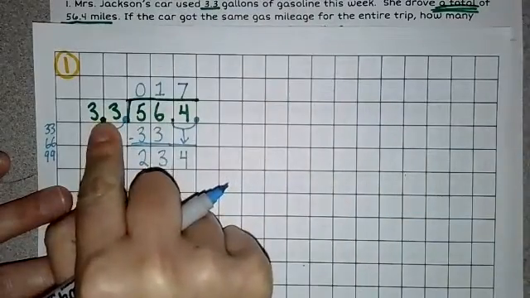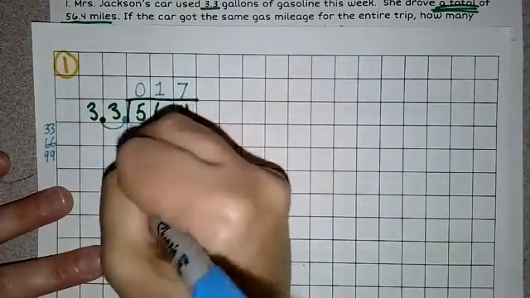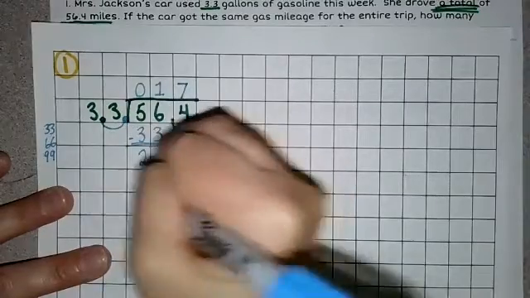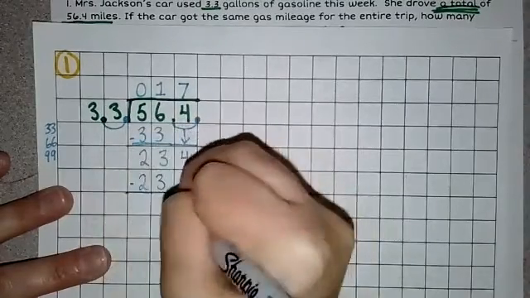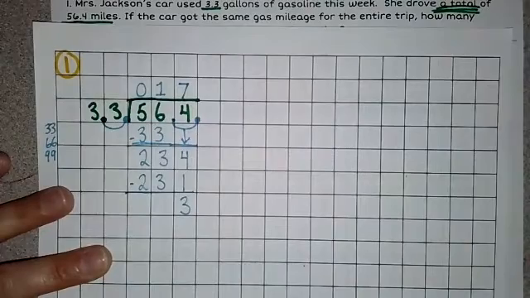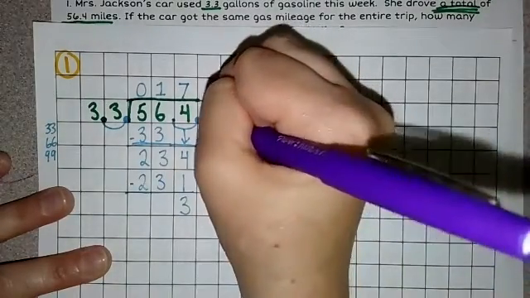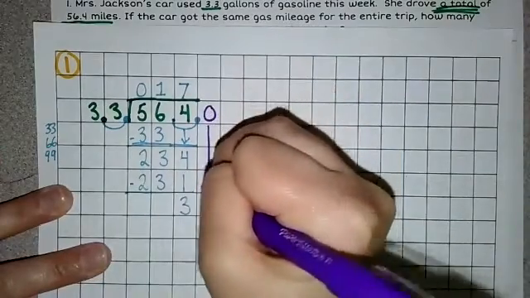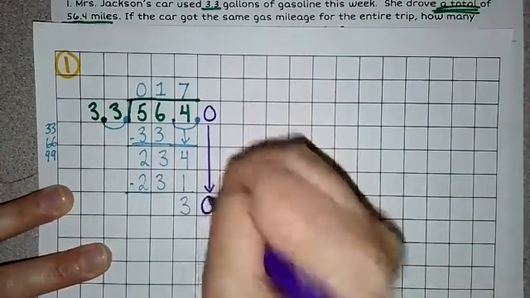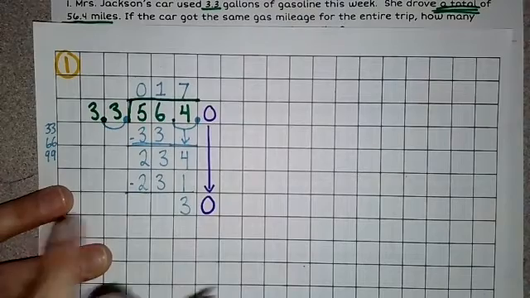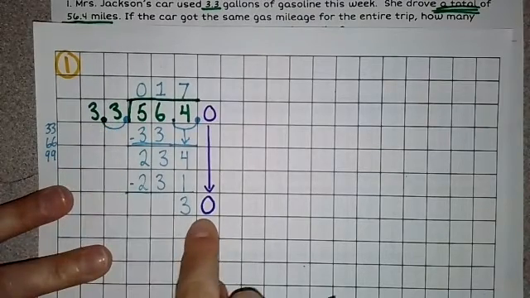7 times 33 is 231. Charlotte, am I allowed to have a remainder? No. So what do I have to do? Add a 0 and pull it down. All right. Ander, how many 33s are in 30?